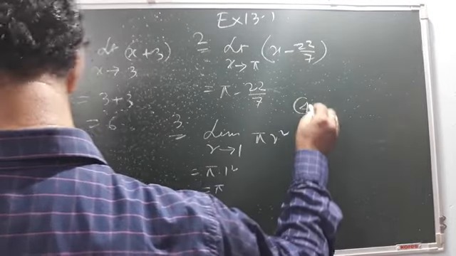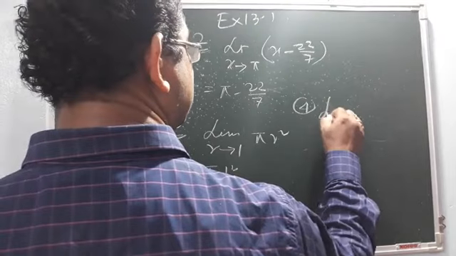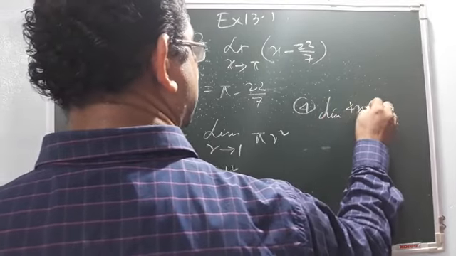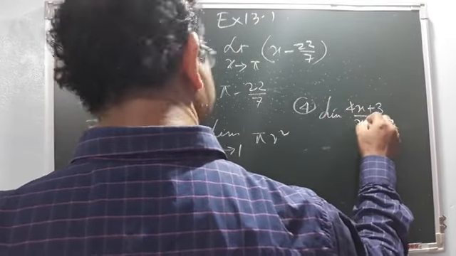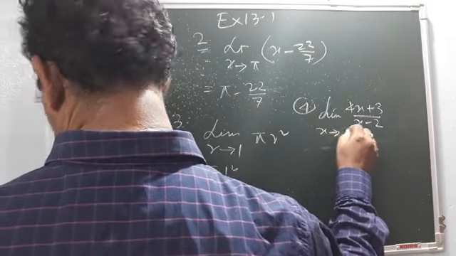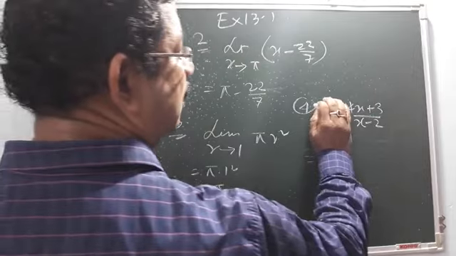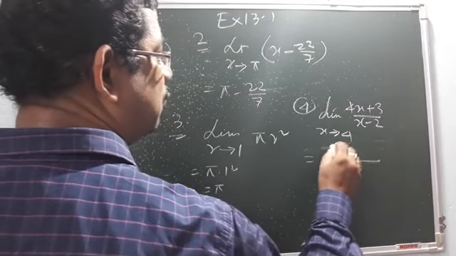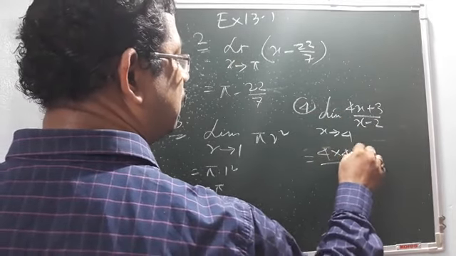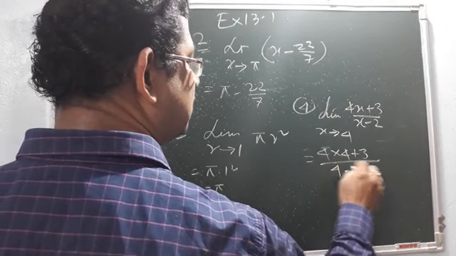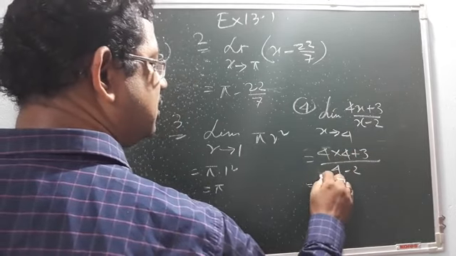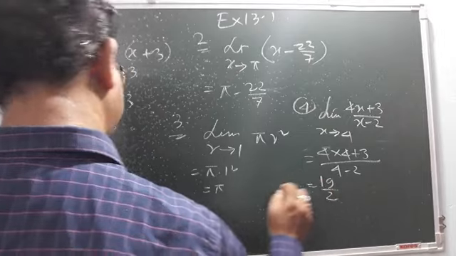Question number 4, if we want to do limit x tends to 4 of 4x plus 3 by x minus 2. So what you have to do? If you draw this one, all x you have to replace by 4. 4 into 4 plus 3, 4 minus 2. So 16 plus 3 is 19 by 2.